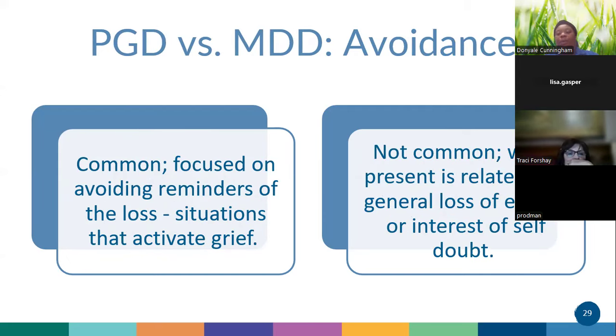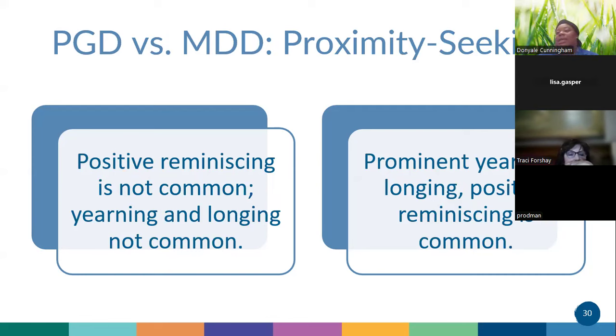Now, when we look at avoidance, for prolonged grief disorder, this is common. The focus is on avoiding reminders of the loss and situations that activate that grief, whereas in major depressive disorder it is not common, and when present it is related to a general loss of energy or interest or self-doubt. Now looking at proximity seeking. For prolonged grief disorder, yearning and longing are prominent and positive reminiscing is common. In major depressive disorder, positive reminiscing is not common and yearning and longing are not common.